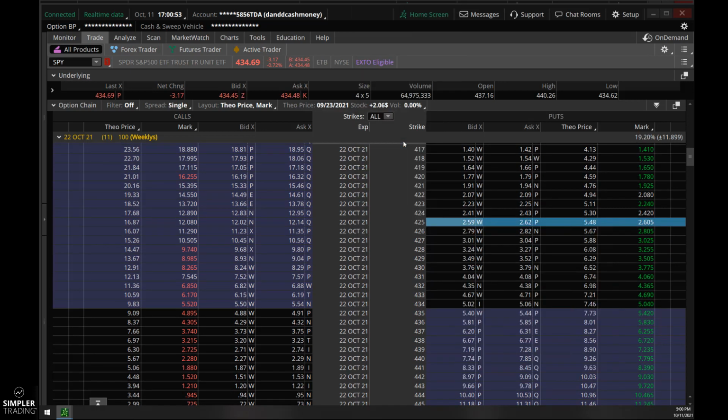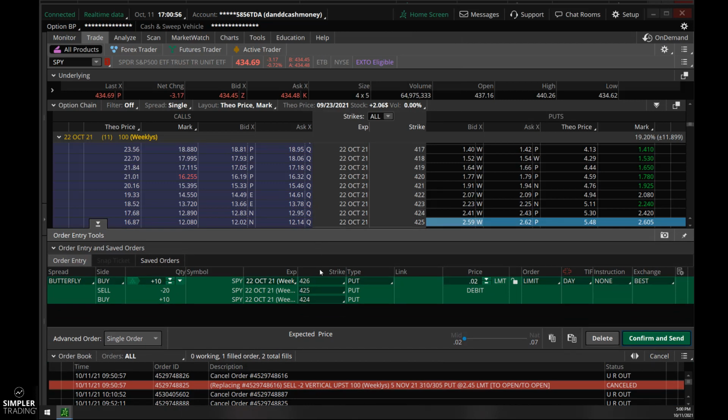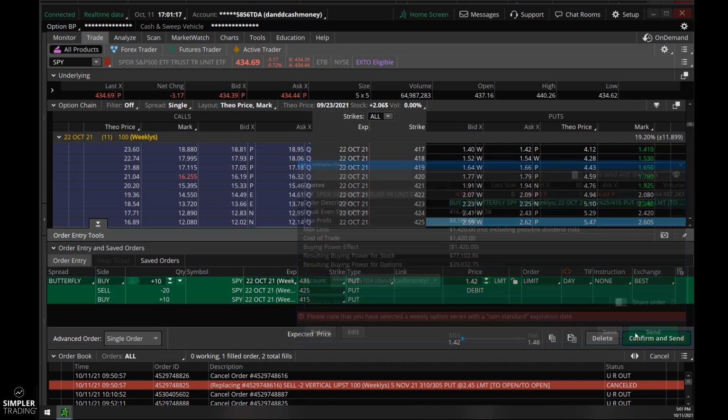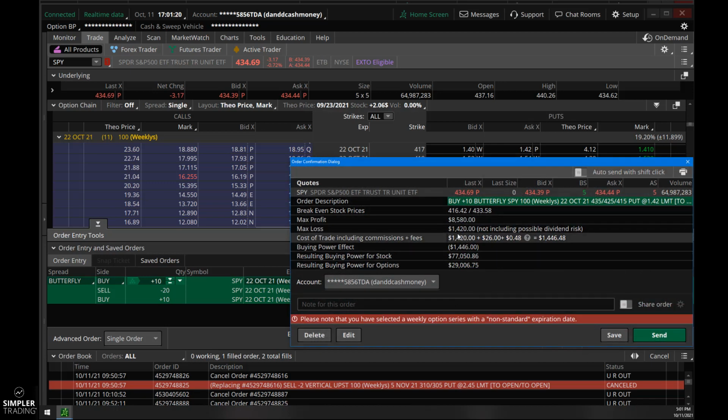So basically I would come in here and I would say, okay, I want a low risk, high reward strategy that would pay me if I'm right. So 435, let's start with a 435 put, 425 put, 415 put. Now, this trade is $10 wide on each side, but it's only costing me $1.42. That gives me a fantastic risk to reward. My max loss is $1,400 and my max profit is $8,500.